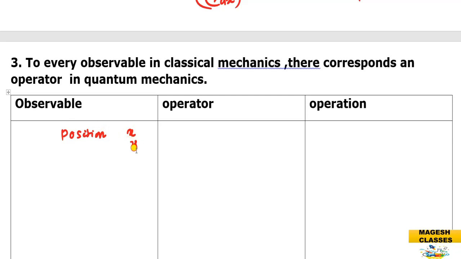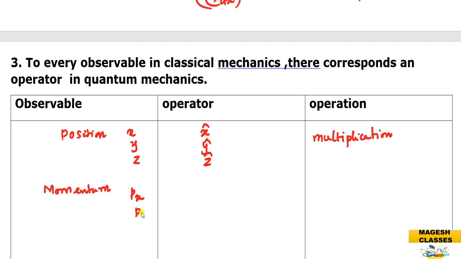Position is x, y, z, three-dimensional. The operators are said to be x cap, y cap, and z cap. What is the operation here? It is multiplication. Then the momentum operator. The observable quantity is momentum.